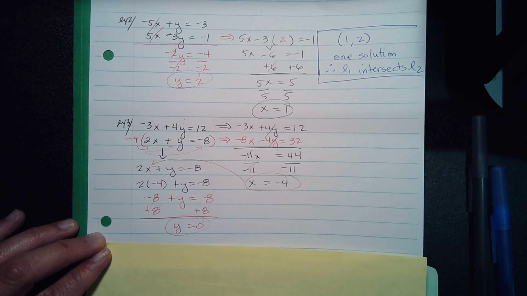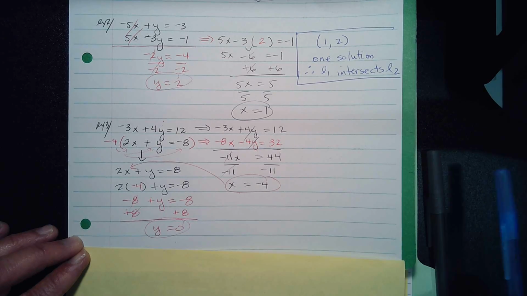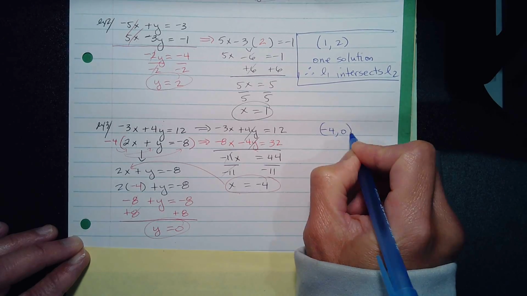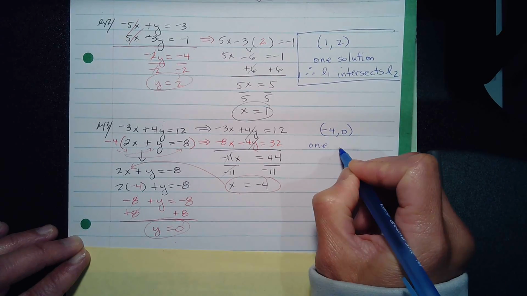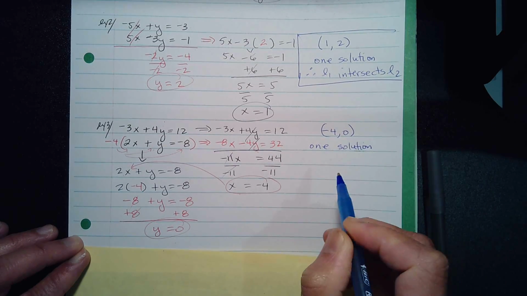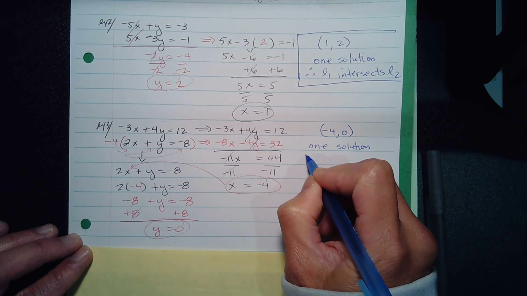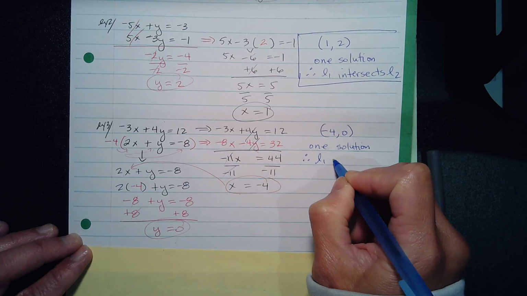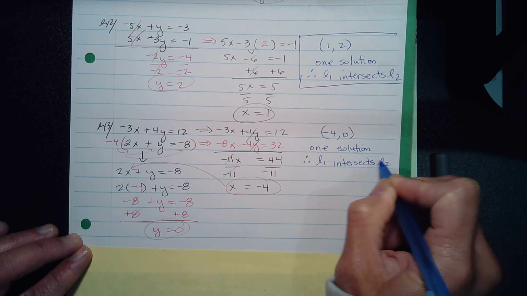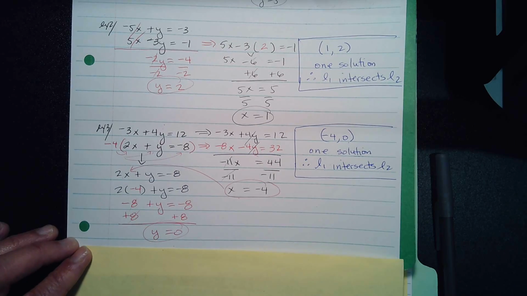Now that we have a value for x and we have a value for y, we could write our conclusion here. -4, 0. That is our solution. We have one solution. And that means the two lines intersect at this point, like what we did in 11.1. Therefore, the behavior of the lines is L1 intersects L2. So that's the solution, that's the behavior of the lines.